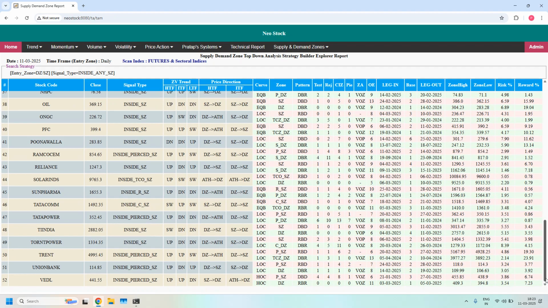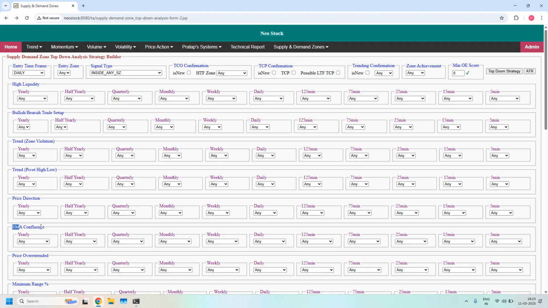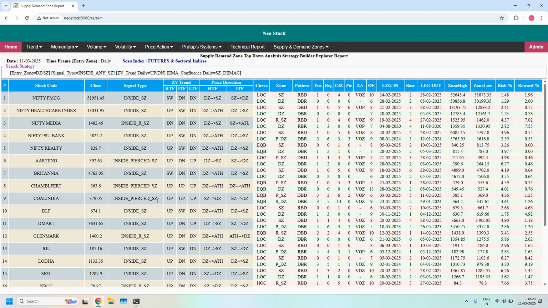So total 52 stocks are filtered. Out of these 52, how many daily supply zones are having daily EMA Confluence? Let's filter. In the EMA Confluence filter at daily time frame, I'm selecting daily supply zone having daily EMA Confluence, and the trend on the daily time frame should not be sideways. It can be up or down. With these filters, first 15 stocks in the list.